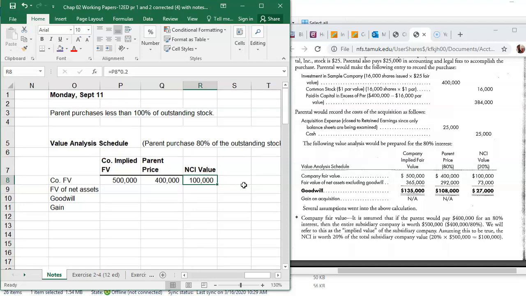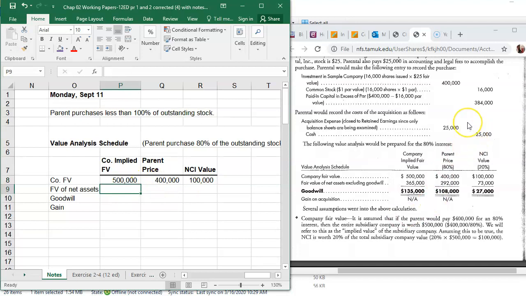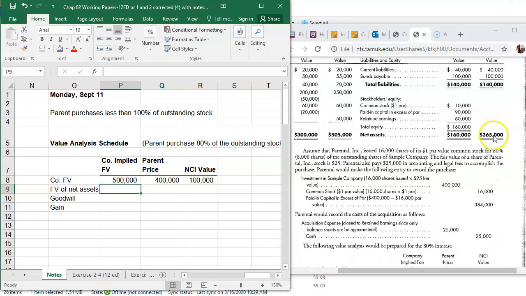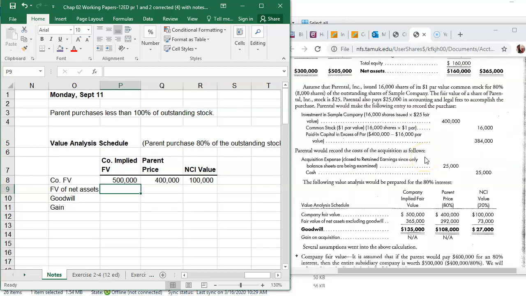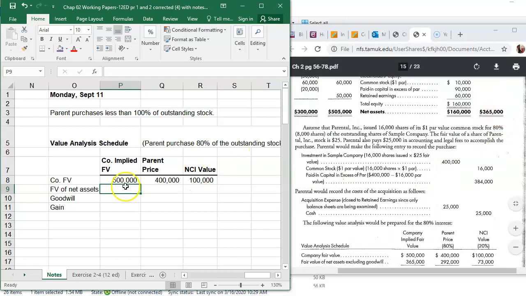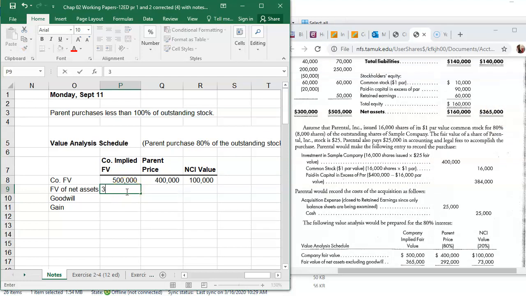Then remember that the fair value of the net assets was 365. The parent gets 80% of that. And then you can either subtract, or you can do times 20%. Either way, it should come out to be the same thing.